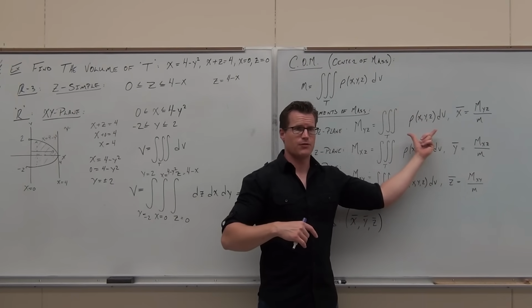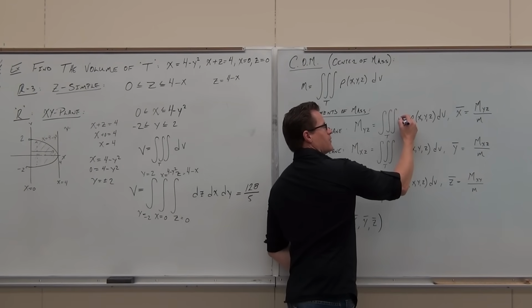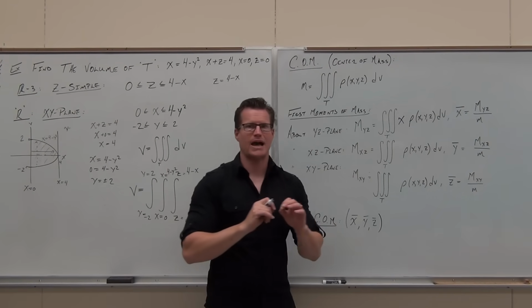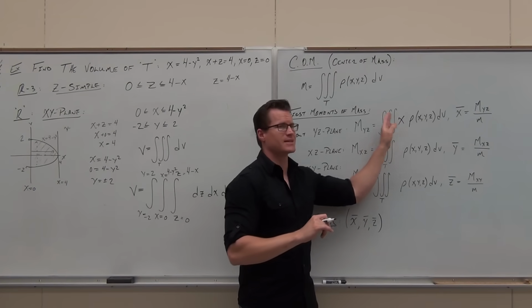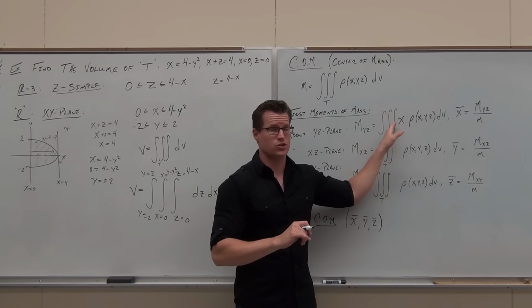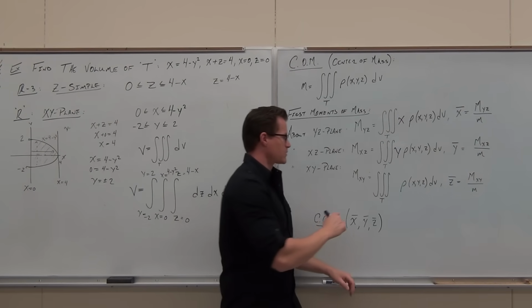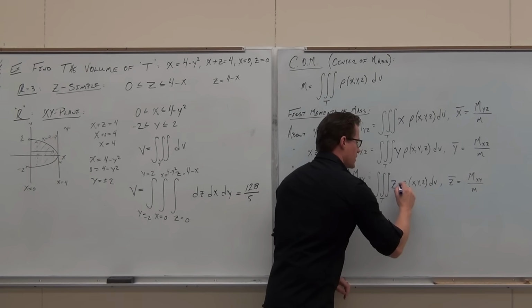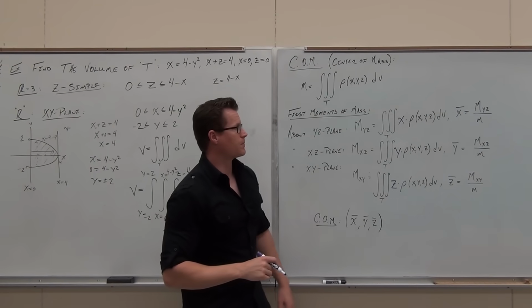Do you guys see it? If I want to find the first moment of mass, I need to compare that to how far away the mass density is along the axis perpendicular to the plane. So perpendicular to the YZ plane, that's x. That's an x direction. Perpendicular to the XZ plane, that's a y direction. Perpendicular to the XY plane, that's a z direction. They look very, very similar to stuff we've done at 14.4.